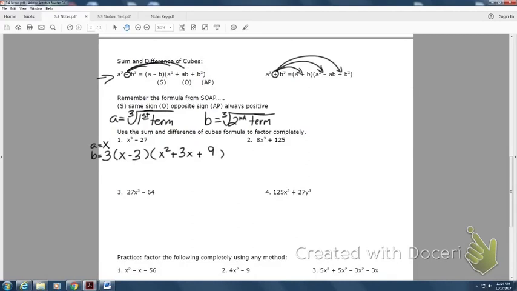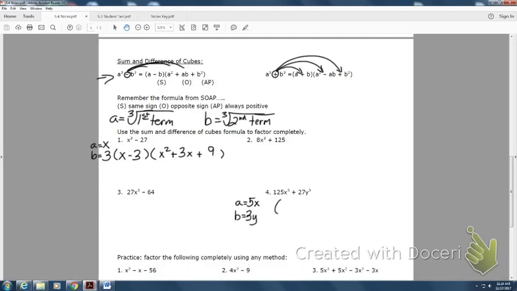Alright, let's go down to 4. We'll do 4 together because it's kind of the oddball. So what is the cube root of 125? 5. What is the cube root of x cubed? X. So the cube root of 125x cubed is 5x. Do not complicate it just because it has a coefficient in front of the variable. So what would the cube root of 27y cubed be? 3y.